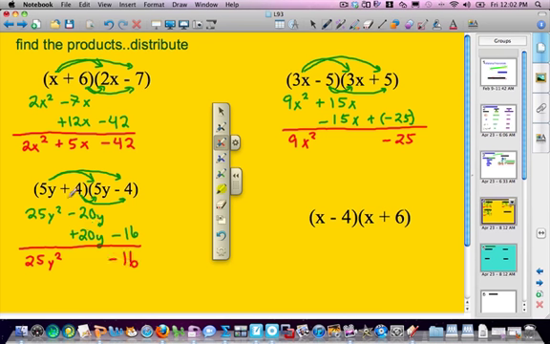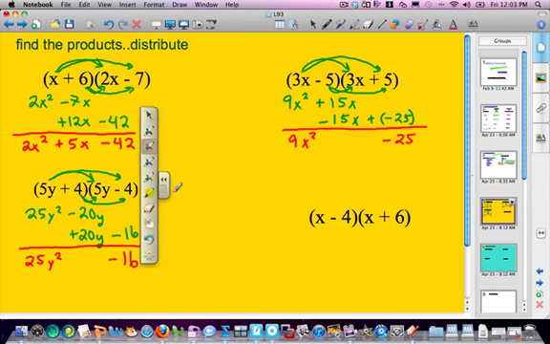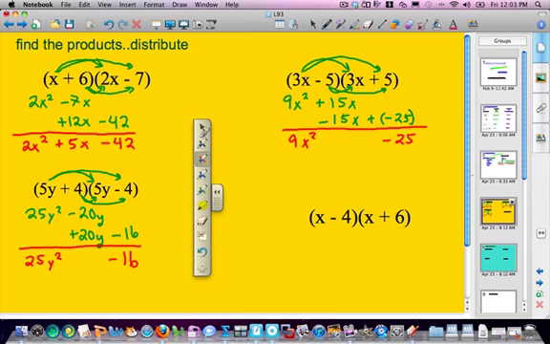And once again, these two linear binomials produced a quadratic binomial. The greatest degree was 2, and it only had 2 terms. Let's look at that final example today. X minus 4 times x plus 6. Once again, we distribute.